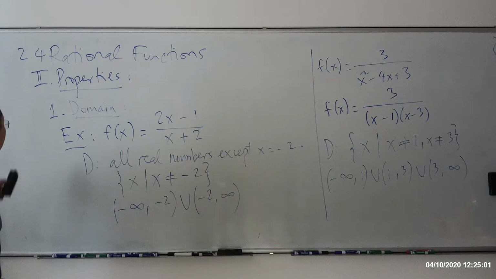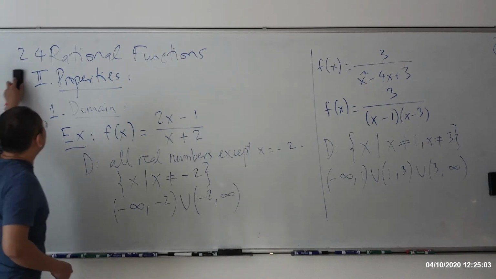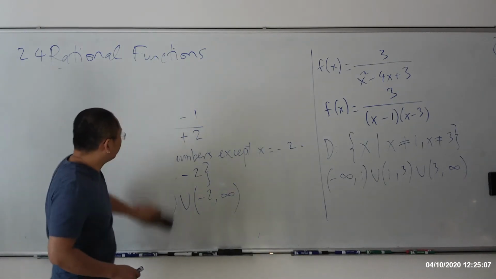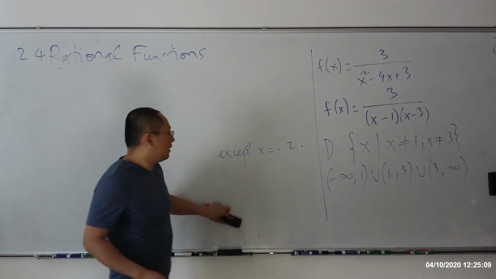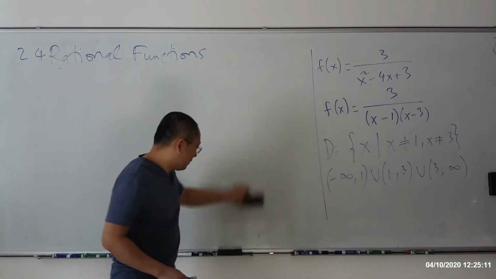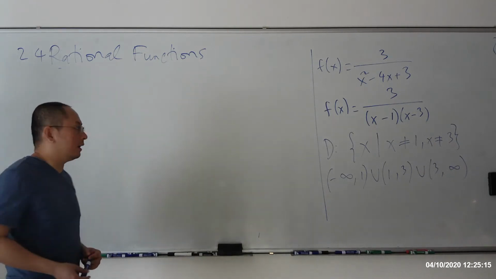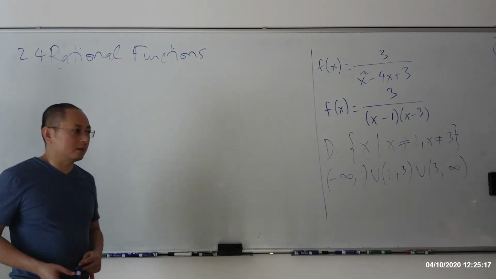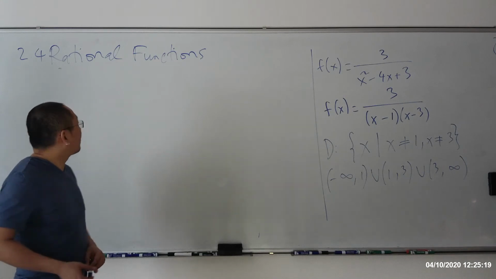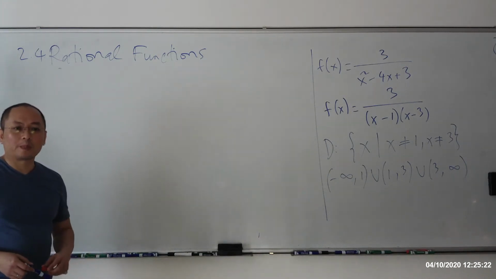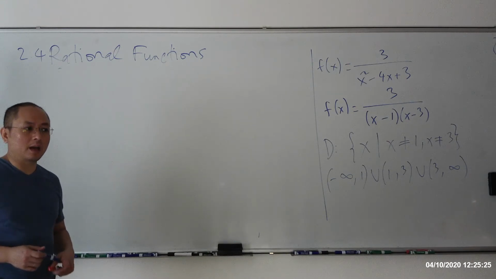Next property, we talk about the graph of a rational function. There is a very special thing about the graph of the rational function called the asymptotes. An asymptote is a straight line, in our definition, where the graph of the rational function is going to get closer and closer to the asymptote, to the line, but never intersect at infinity.